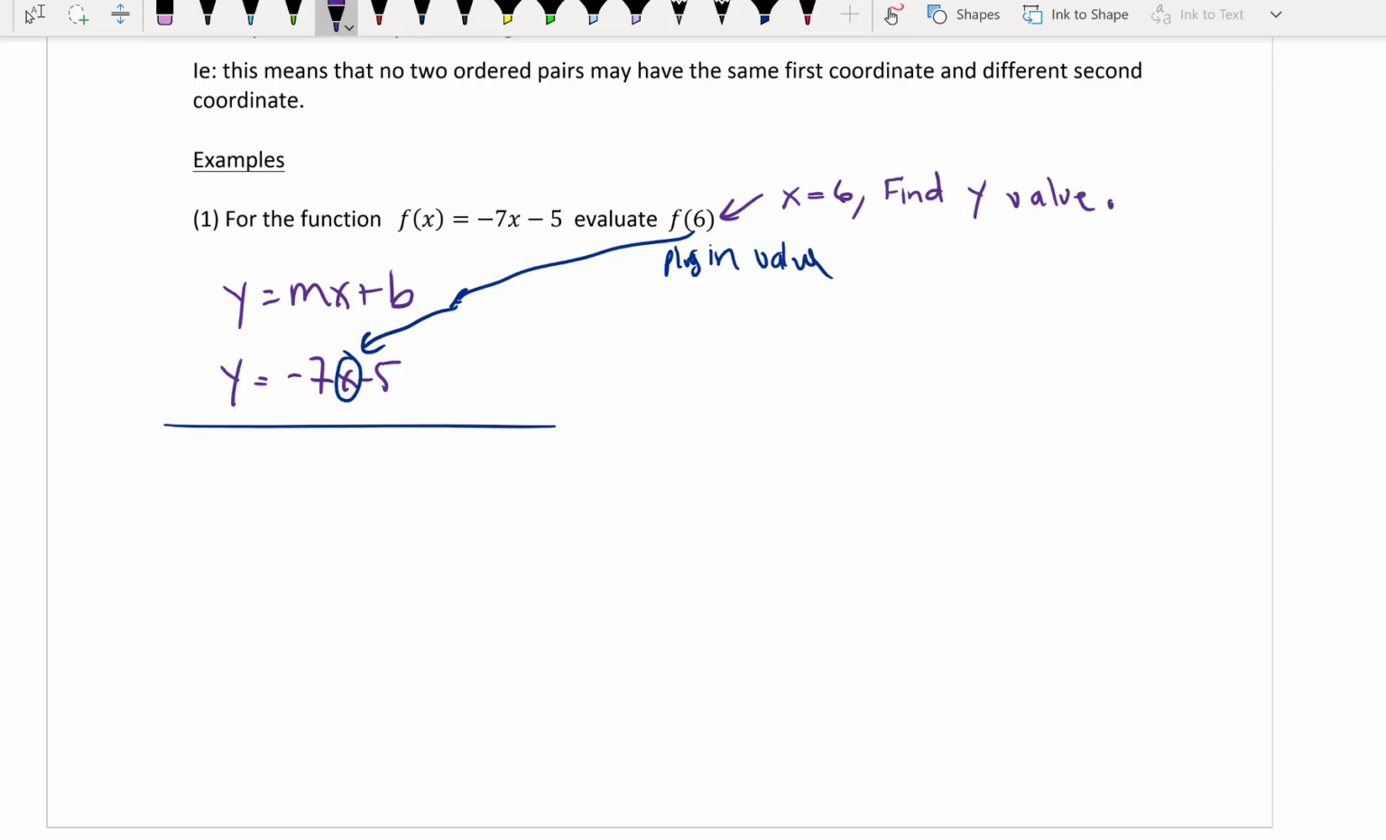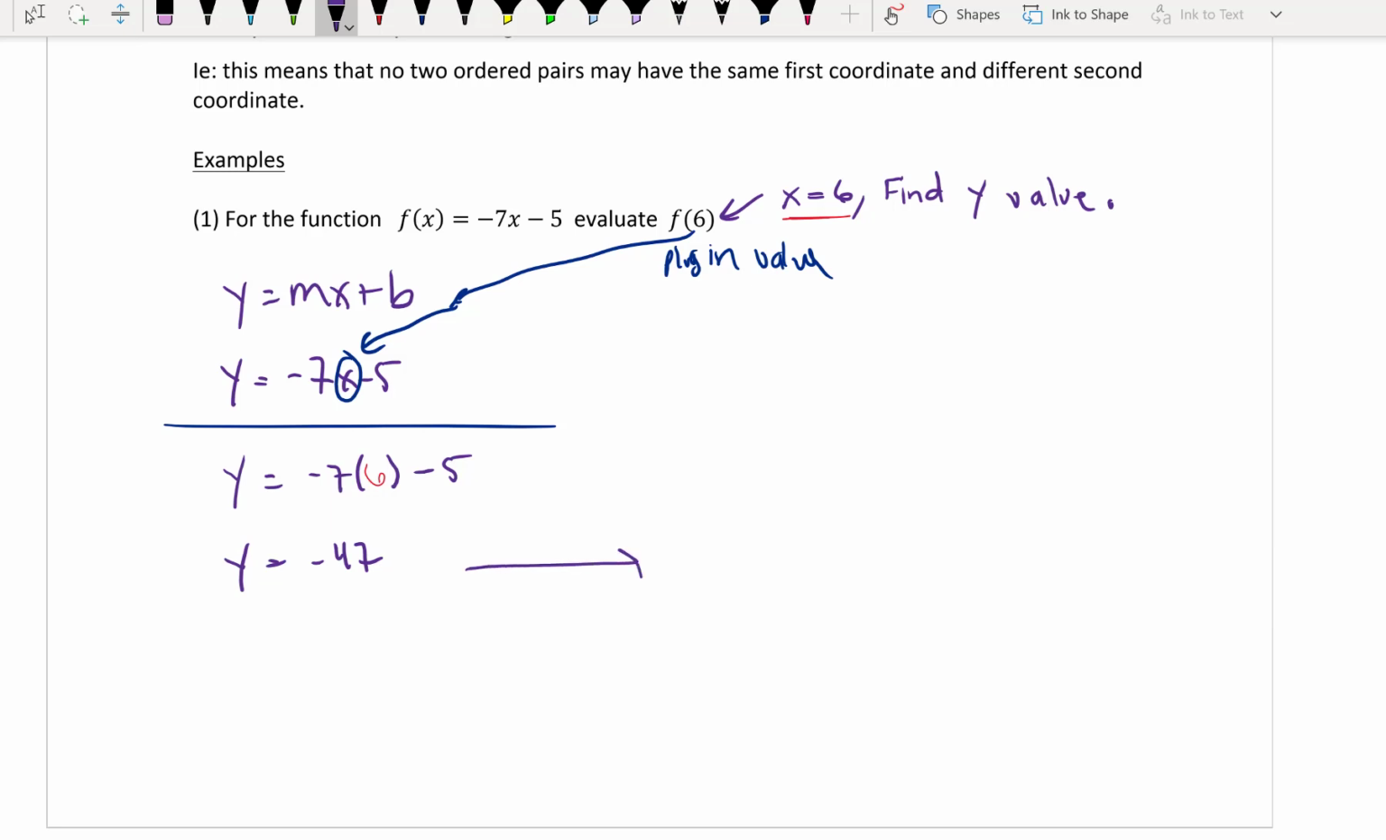So now you, the students, say, okay, this is y is equal to negative 7, and then the x value that we're plugging in is 6, because we were saying at the x value equal to 6, plug that in, and we still have a minus 5. We can plug that into your calculator: negative 7 times 6 minus 5. That's going to give you negative 47.